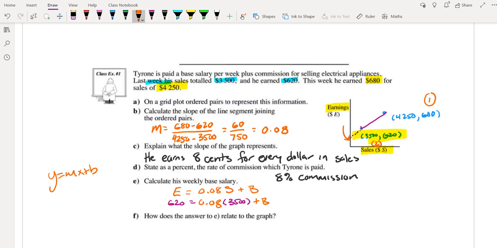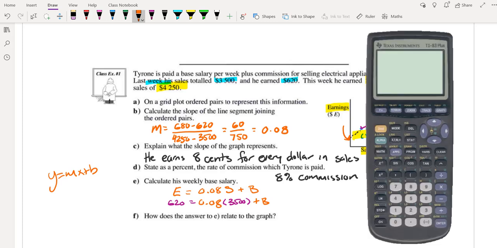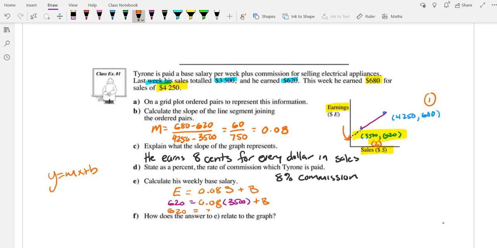So we use our calculator, we go, okay, what is 0.08 times 3,500? It is 280, so we have 620 is equal to 280 plus b. So b is equal to 620 minus 280, which is equal to 340. So that is his base salary.